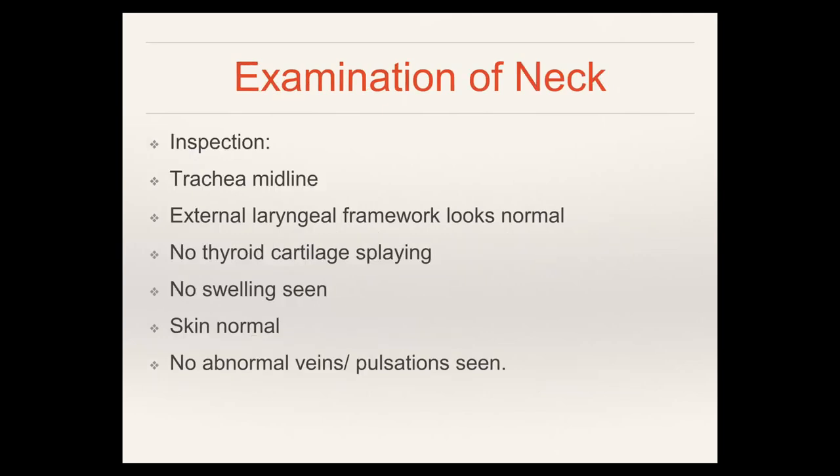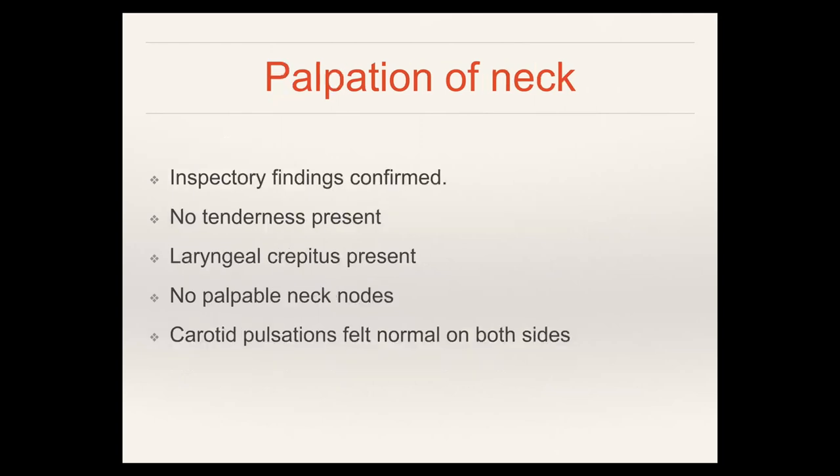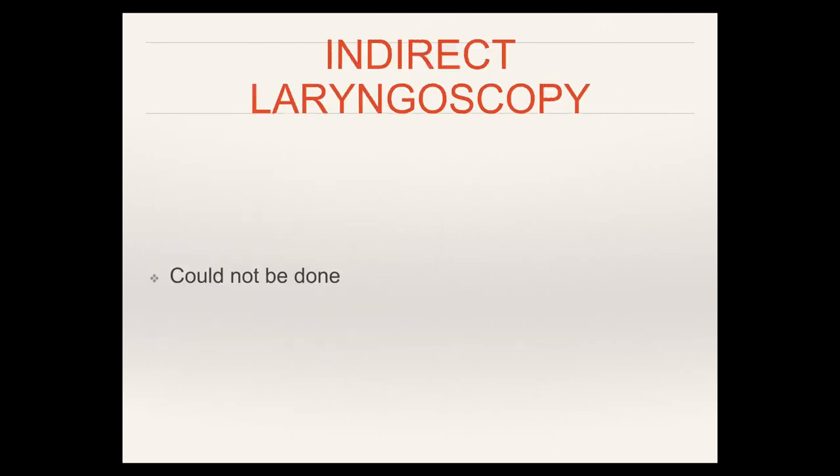Coming to the examination of the neck, inspection: trachea is in midline, external laryngeal framework looks normal, no thyroid cartilage swelling seen, skin normal, no abnormal veins or pulsation seen. Palpation of the neck, inspected findings were confirmed, no tenderness, no laryngeal crepitus present, no palpable neck nodes, carotid pulsations felt normal on both sides. Indirect laryngoscopy could not be done.